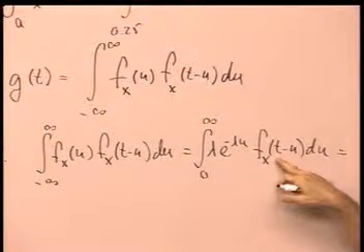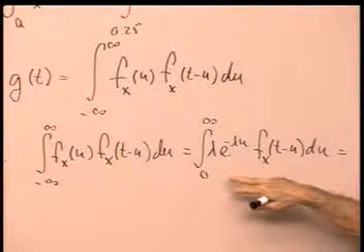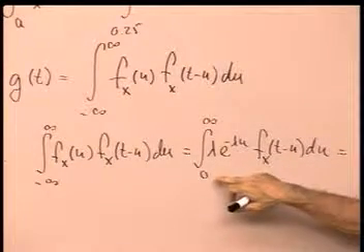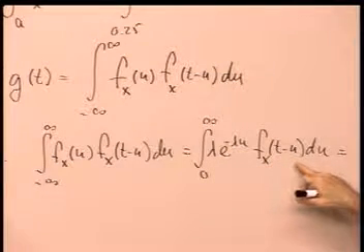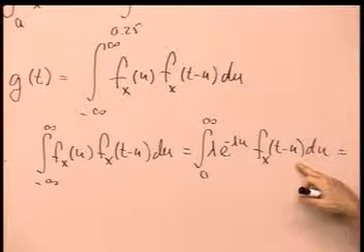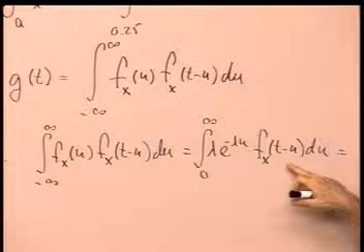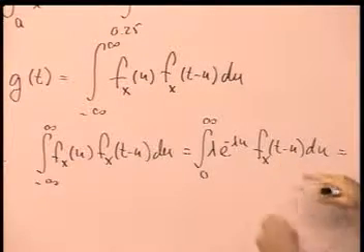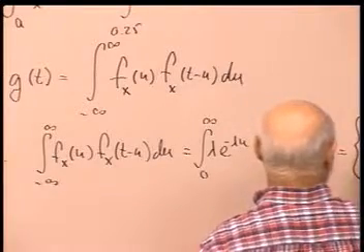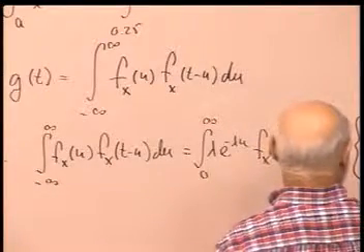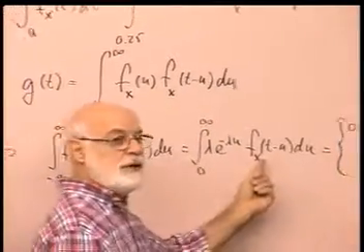So if t is negative, what that means is that since u is a positive number, because u is ranging from 0 to infinity, that means that t minus u will also be a negative number. So since t minus u is negative, that means that little f of that is 0, and that means that whenever t is negative, the integrand will be 0, so the answer is 0. So it's 0 if t is negative. So we have to worry about the case where t is not negative.